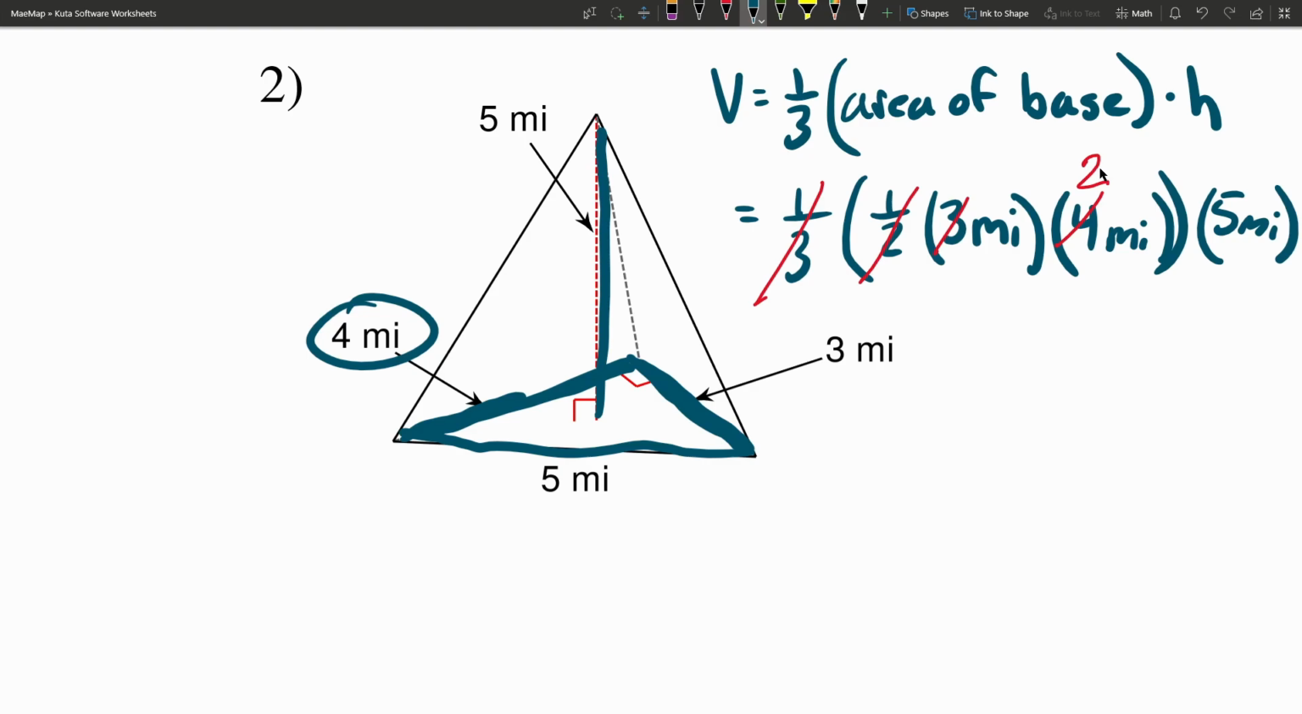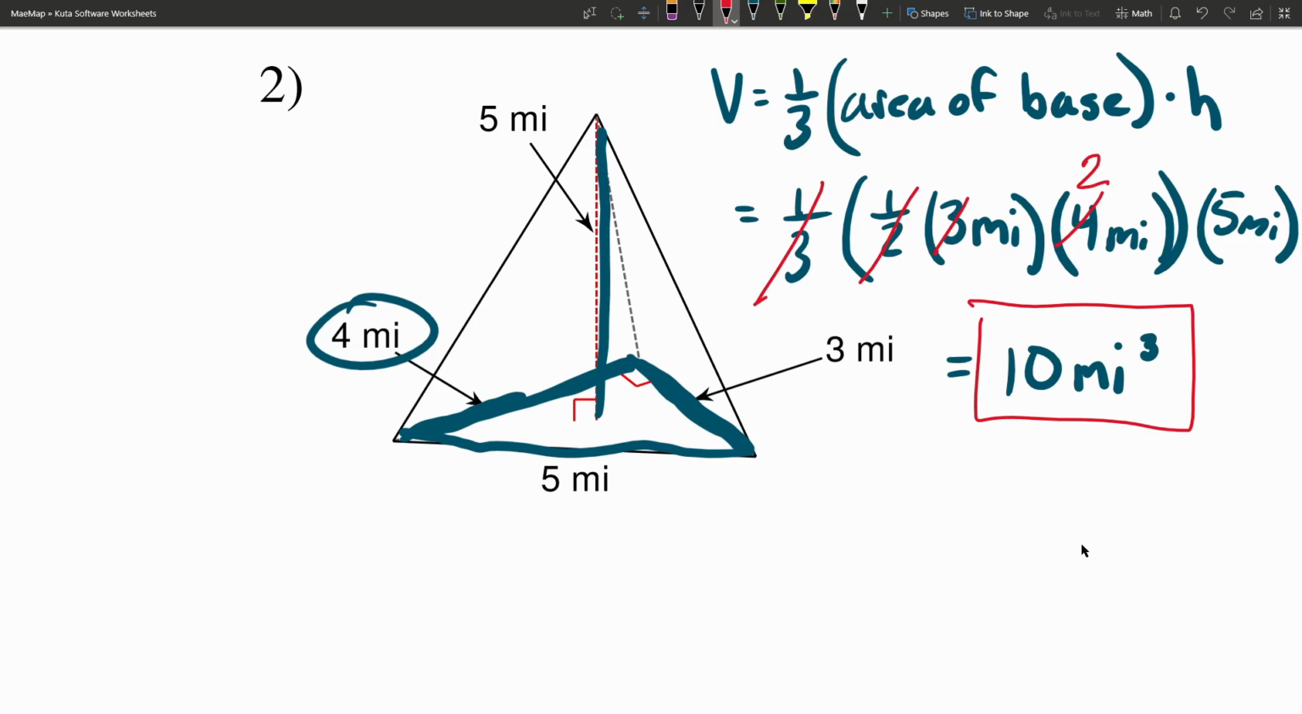So we're left with 2 miles times 5 miles times 1 mile. 1 times 2 times 5 is 10, so that's a total of 10 miles, and that miles is cubed because we have miles times miles times miles. So 10 miles cubed is the volume for number 2.